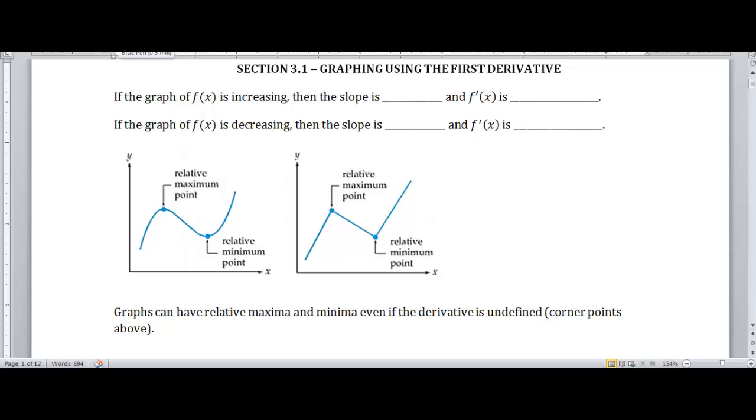So if the graph of the original function f of x is increasing, then the slope is positive and the derivative is positive. Okay? So basically we're saying look at a function and the graph is increasing. It can look like this, it can look like this, it can look like this. The slope of all of these is going to be positive, and we know the derivative is the slope of the tangent line. So if the slope is positive, that means the first derivative is also positive. Similarly, if the graph is decreasing, then the slope is negative, and the first derivative is also negative.